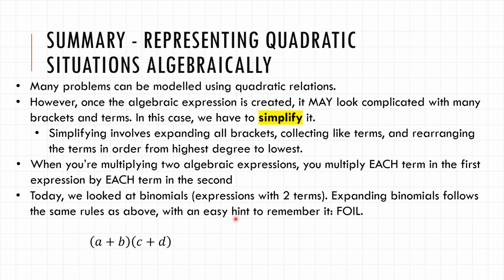With two binomials, the hint to remember it is FOIL. F stands for first, so in this case this would be A times C. O is for outer two terms, A times D. I is for inner two terms, that's B times C. And L is for last two terms, so the last term in this bracket and the last term in this bracket, that would be B times D. And you just add these all together. If any terms end up being like terms, you can combine them at this point. And just make sure you're putting the term that has the highest exponent first. It always goes from highest to lowest.